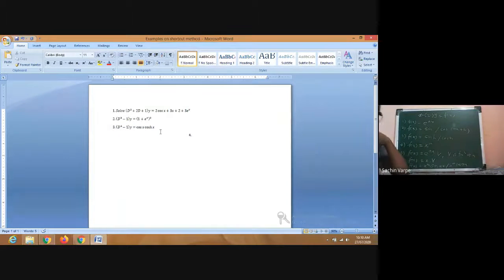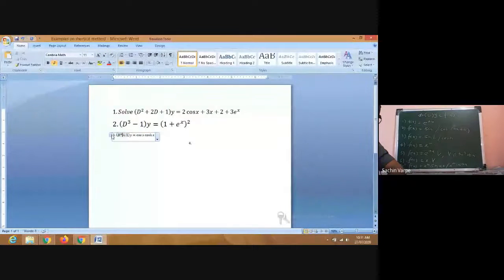Solve d square plus 2d plus 1 into y is equal to 2 cos x plus 3x plus 2 plus 3 e raised to x. I hope it is visible. Start to solve this example.